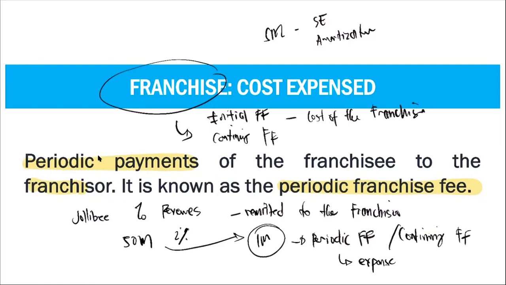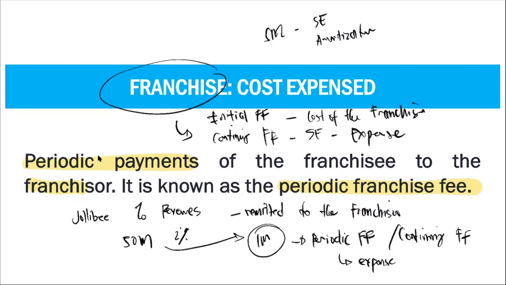While the continuing franchise fee is a subsequent expenditure, you will treat it as an expense. So again, in problems concerning franchise, you will meet these different terms. Initial franchise fee, that is the cost of the franchise. The continuing franchise fee is the subsequent expenditure treated as an expense.